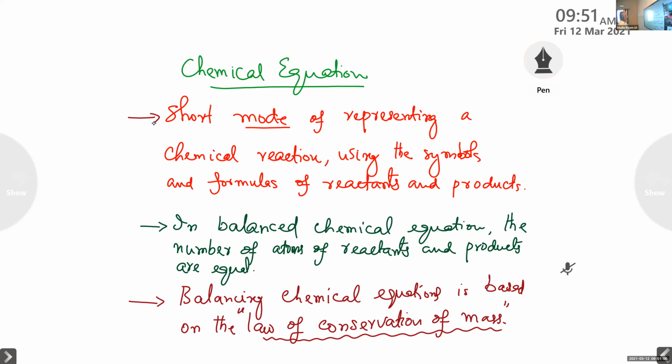Now you come to the basis for balancing the chemical equation. What is the theory behind balancing it, or why should we balance the chemical equation? That is based on the law of conservation of mass. So there are three questions from here: what is a chemical equation, what is a balanced chemical equation, and what is the basis for balancing the chemical equation? The basis is the law of conservation of mass.